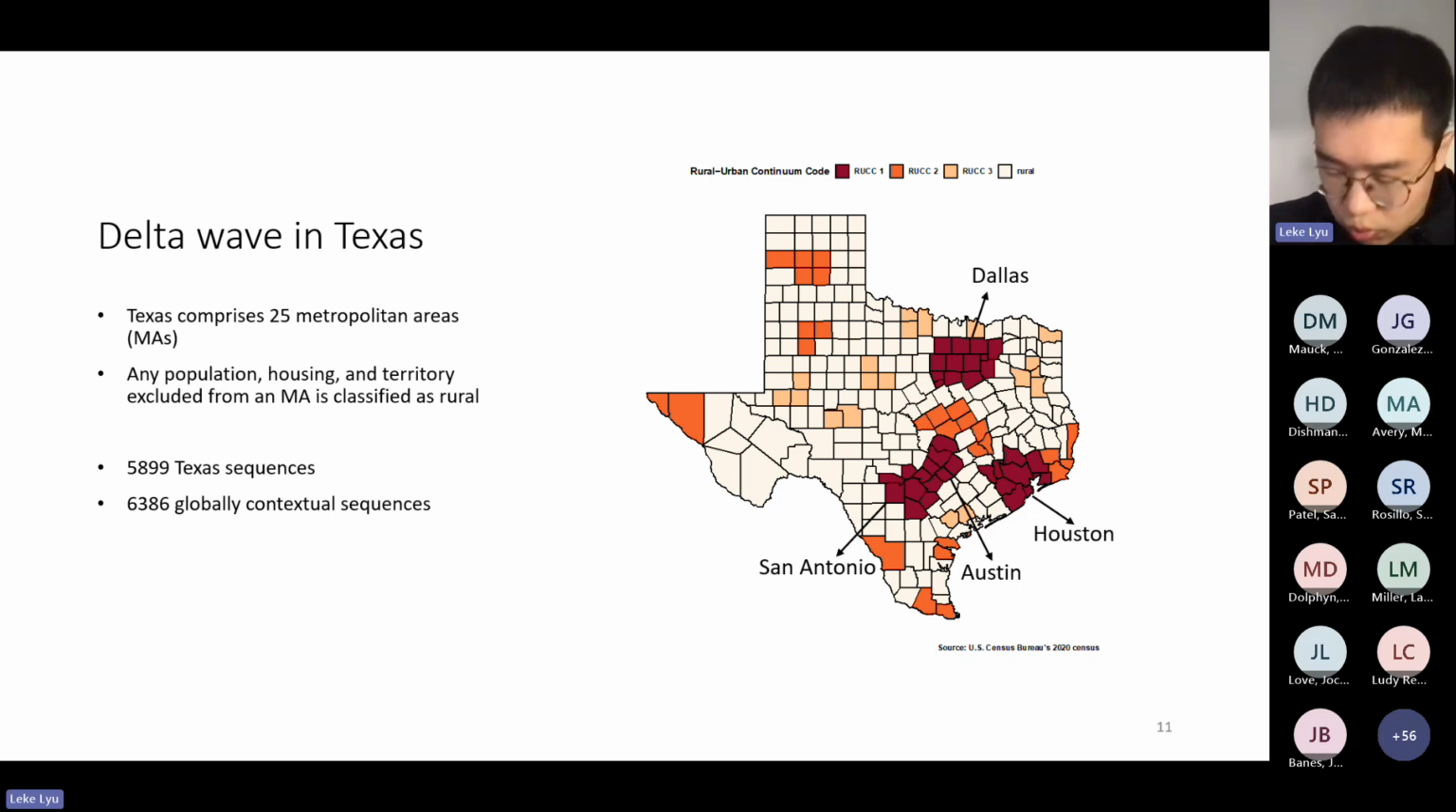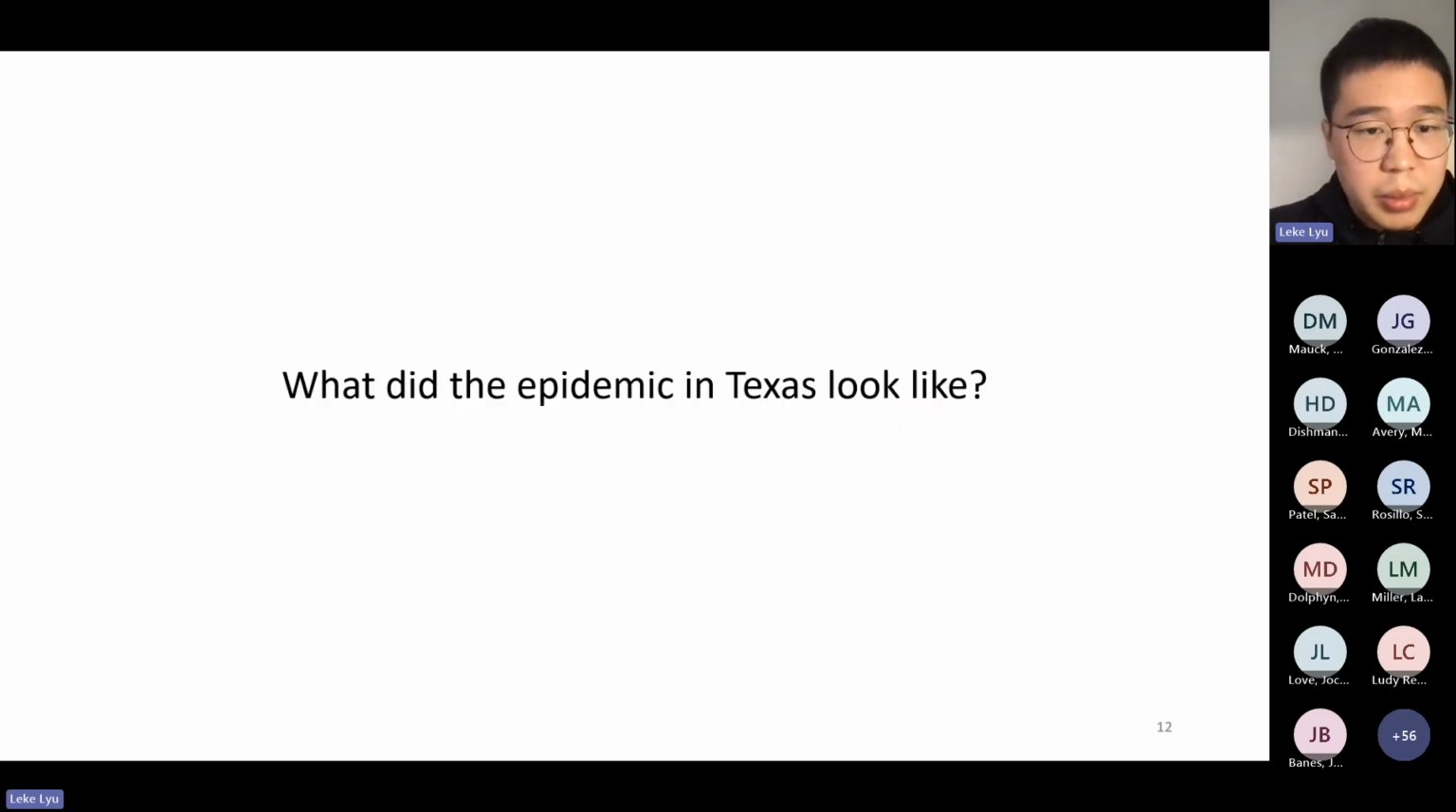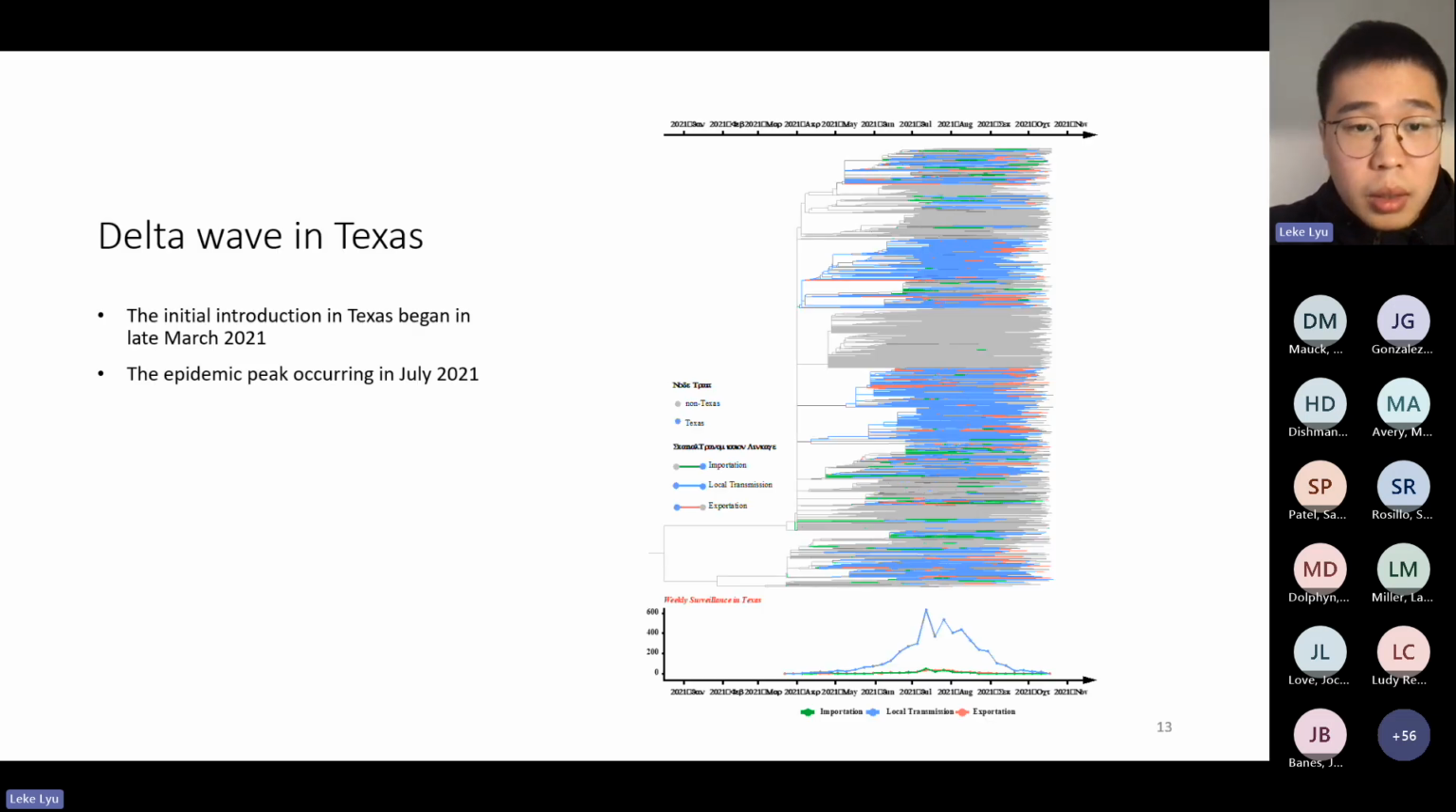So the first question we want to tackle is, what does the epidemic in Texas look like? We built this compact phylogeny containing over 10,000 sequences. So the branches were colored as importations, local transmission, and exportation. And you can see it's very hard to grasp information from it. But our transmission count statistics show the epidemic trend in Texas in a clear and simple way.